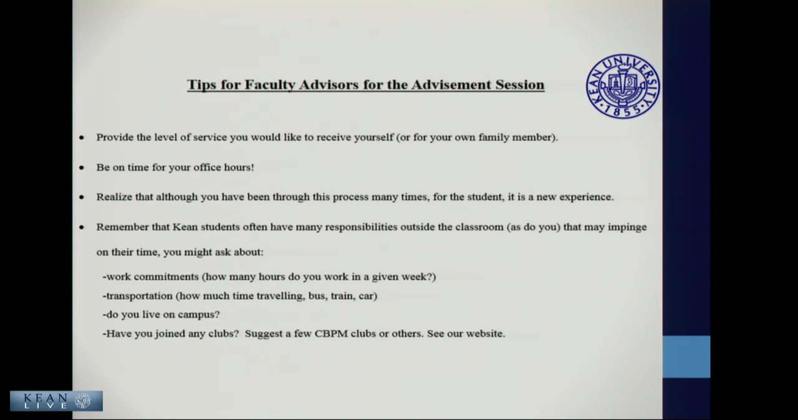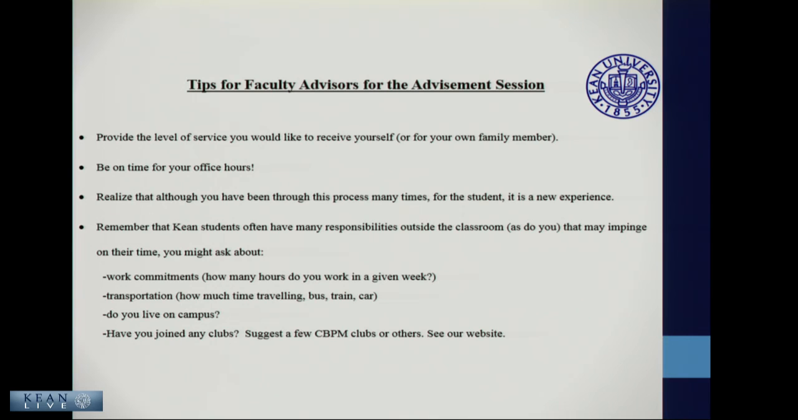Realize that although you have been through this process many times yourself, this could be the first time for the student, and the first time being a new experience. So again, remember, go back to that 17, 18-year-old self and try to imagine that this new student is wearing your shoes.